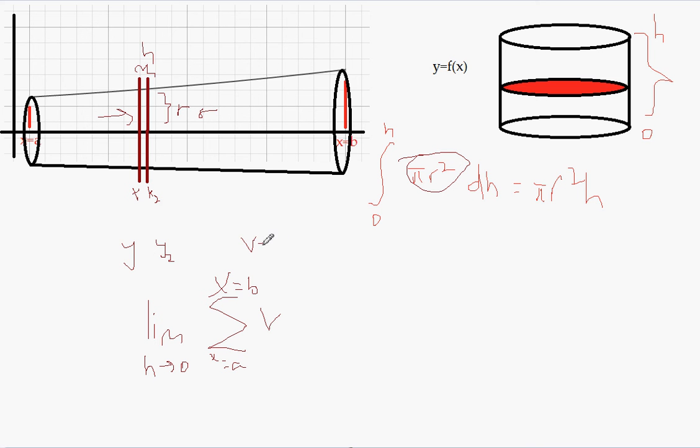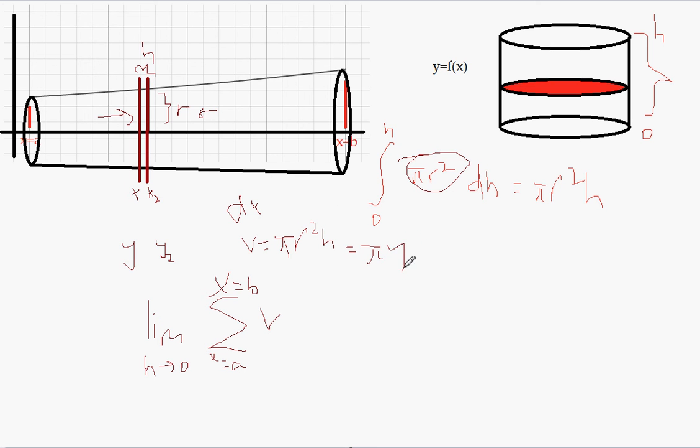But what is the volume? We know that they're cylinders, so they should have a volume of pi r squared h. So if we replace volume with pi r squared h, where h is the infinitesimally small change in x. In calculus, this is referred to as, I'm sure you know, dx.